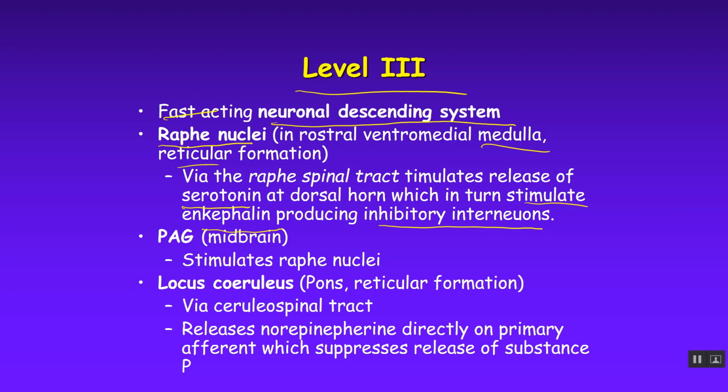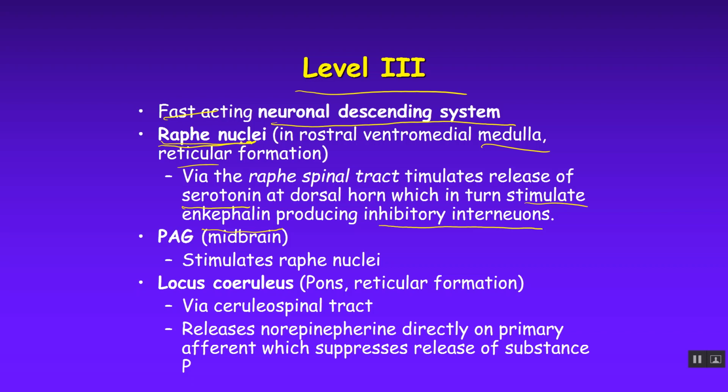So the raphe nuclei, they stimulate the release of serotonin at the dorsal horn. Serotonin causes actually release of enkephalins at the dorsal horn, which activate the inhibitory interneurons to inhibit pain signals coming into the dorsal horn.